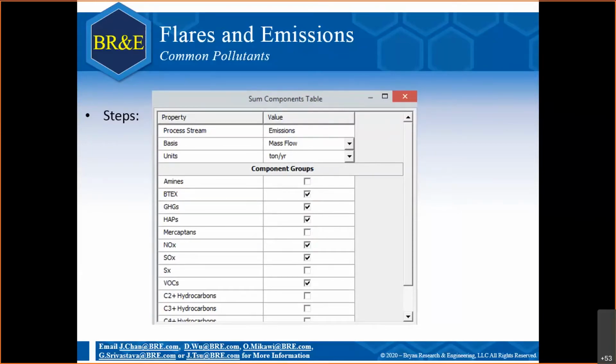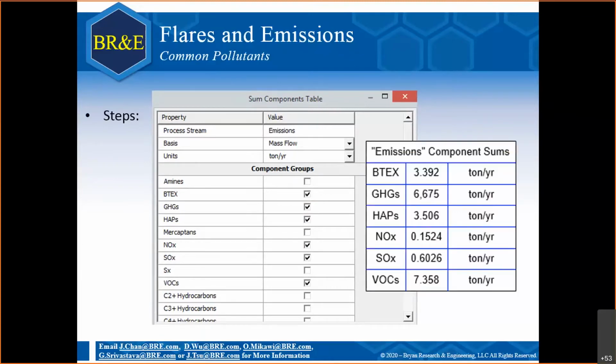Underneath, you can then select the components that you want to report. So you can customize if you want to have your BTEX, your greenhouse gases, things like your NOx and your SOx displayed onto your flow sheet. Once you have selected those groups, ProMax will display this onto your flow sheet. We'll do a demonstration later.